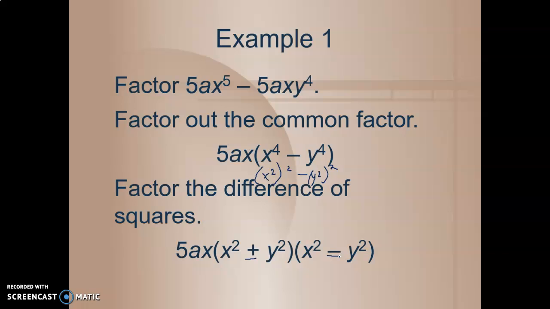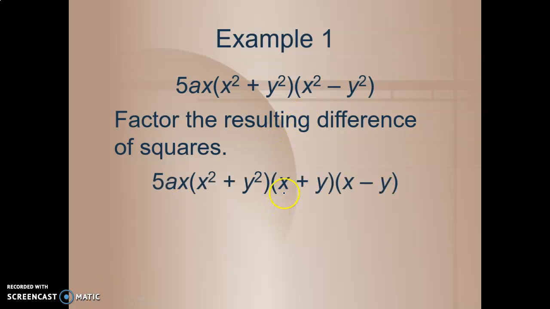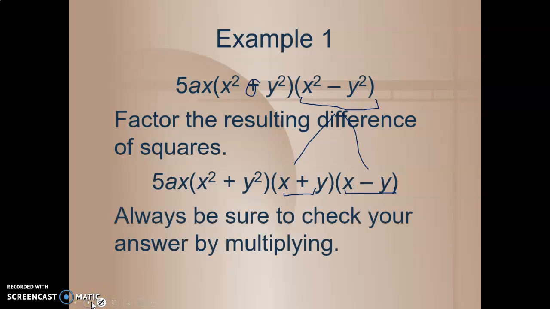Now you may think we're done, but we're not quite done yet. We have another difference of squares, x squared minus y squared. So we need to factor that resulting difference of squares as well. And that again creates a set of conjugates, x plus y and x minus y. The x squared plus y squared, a sum of squares, doesn't factor into real numbers, so we leave that alone, and we're left with 5ax times x squared plus y squared times x plus y times x minus y. At this point, we can consider this completely factored.